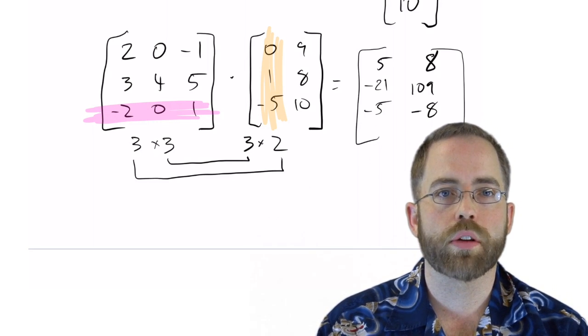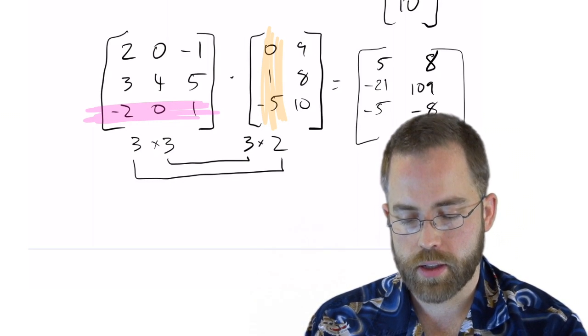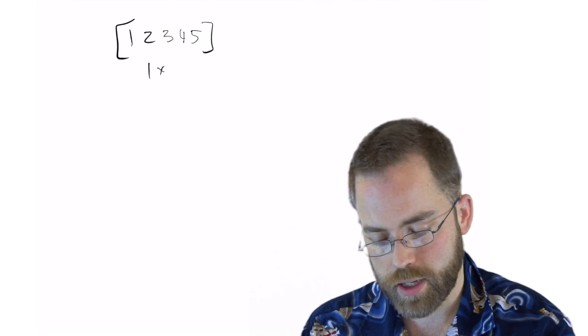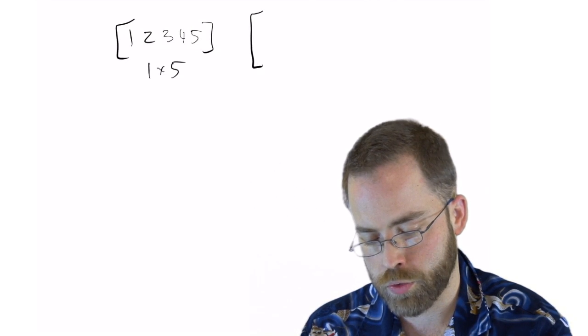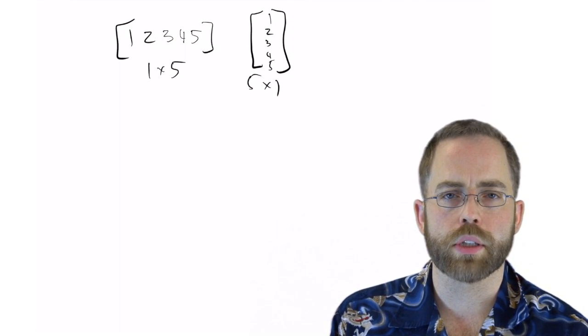In multiplication, one of the weirdest things about matrices is that multiplication is not commutative. With numbers, 3 times 2 is the same as 2 times 3, but matrices regard those as very different. So let me leave it as an exercise to you that if I have a 1 by 5, 1, 2, 3, 4, 5, times a 5 by 1, 1, 2, 3, 4, 5, how big is my answer going to be?